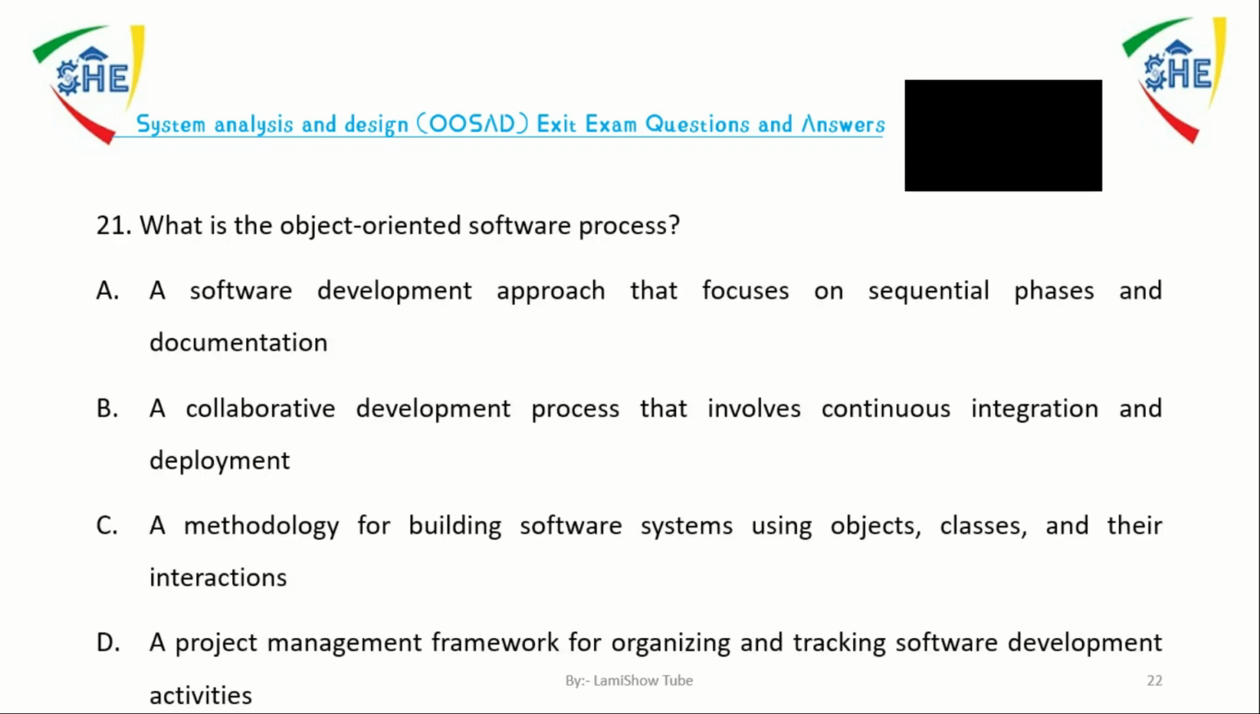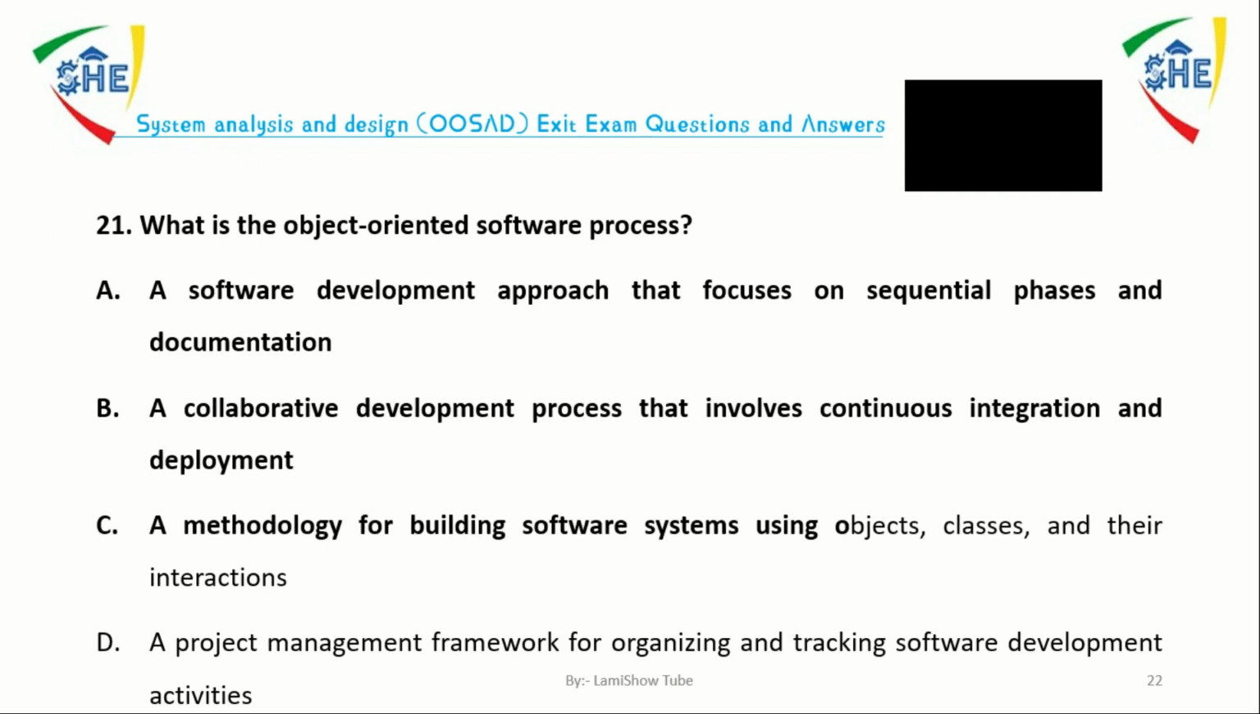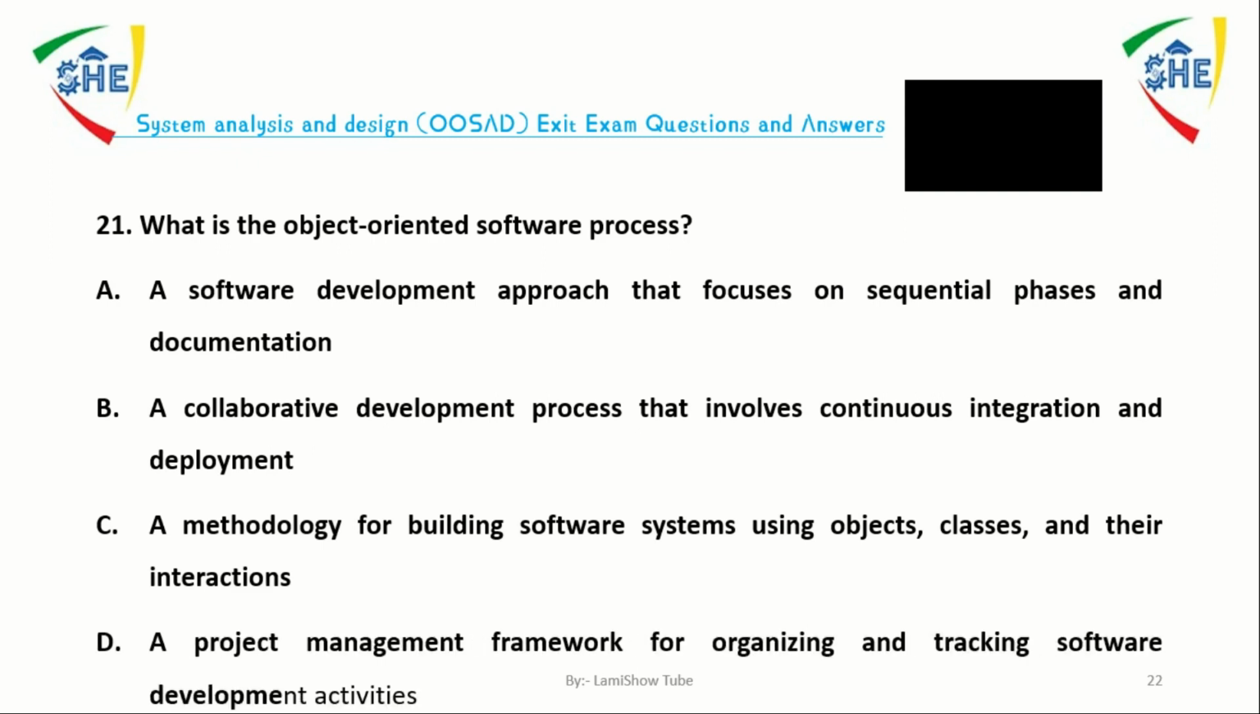Question number 21. What is the object-oriented software process? A. A software development approach that focuses on sequential phases and documentation. B. A collaborative development process that involves continuous integration and deployment. C. A methodology for building software systems using object, class, and other interactions. D. A project management framework for organizing and tracking software development activities.